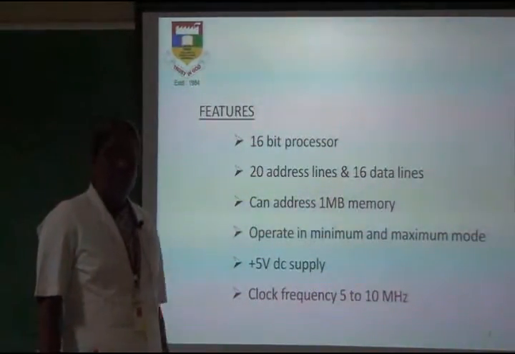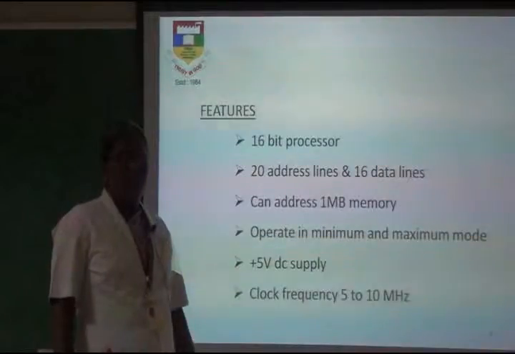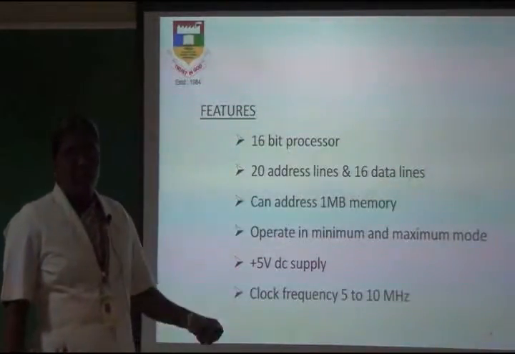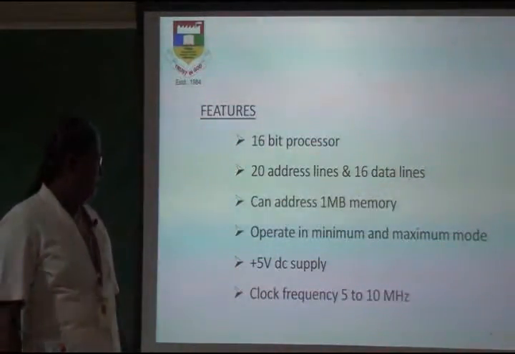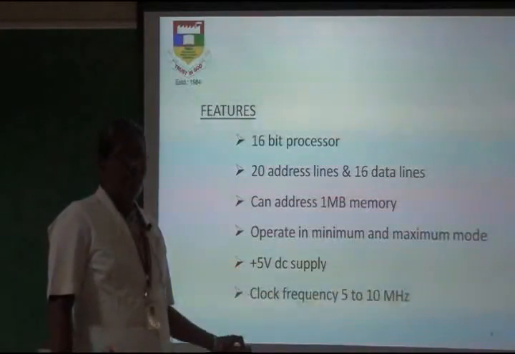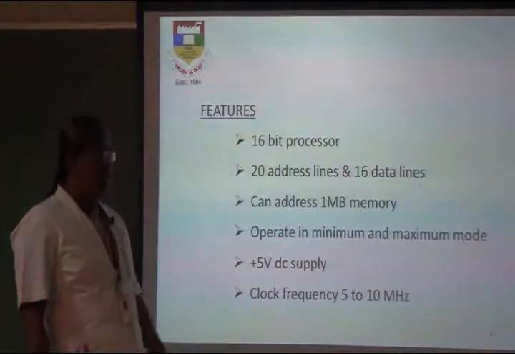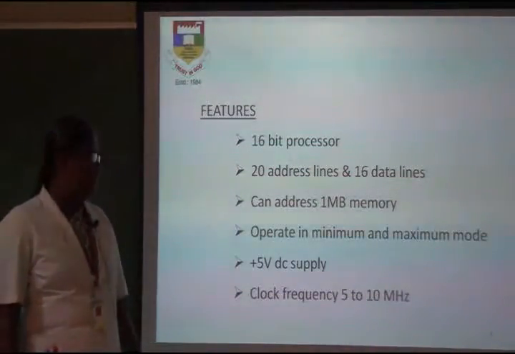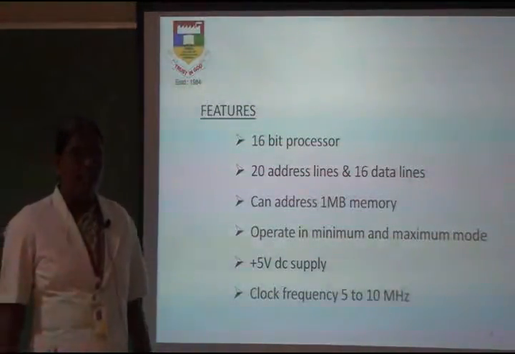Minimum mode means it operates in a single processor mode. Maximum mode means co-processors can be connected. Then the operating supply is plus 5 volts DC supply, and the clock frequency is 5 to 10 megahertz.